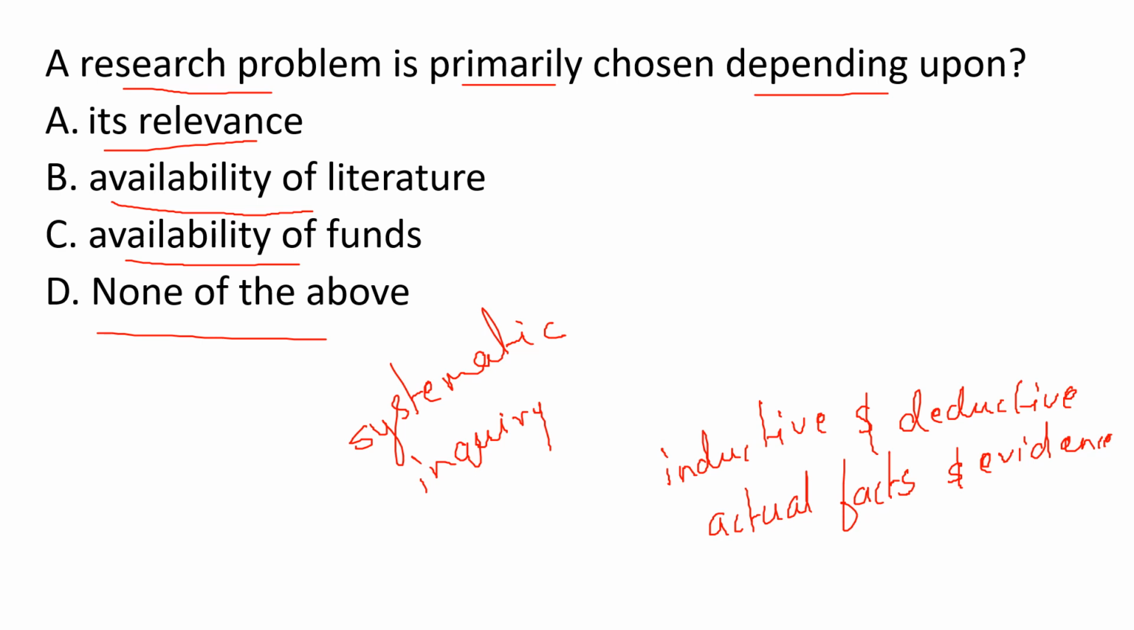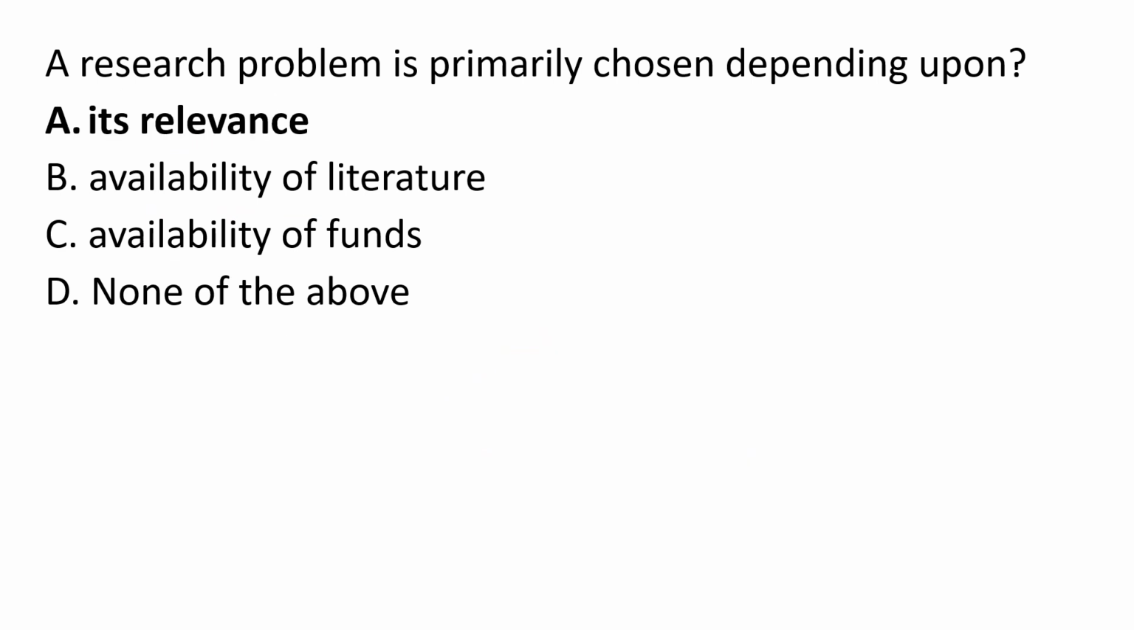The research problem generates and encourages the research question. Sufficient data can be obtained. The problem has an unsatisfactory answer and a new problem. Okay. A research problem is primarily chosen depending upon its relevance. So the answer here is option A.